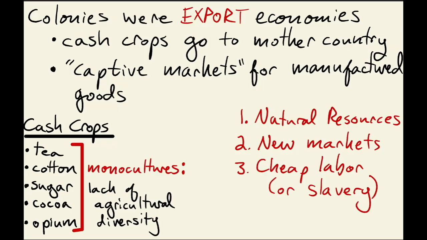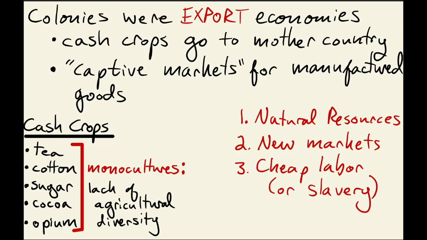Now, the issue, or one of the issues, with this focus on cash crops is that the colonies are going to be forced to grow these crops and basically these crops only. This is going to create a monoculture, meaning that they're growing one crop. This is going to lead to a lack of agricultural diversity. It's going to drain resources out of the land, and it's also going to lead to population instability with the lack of food resources.